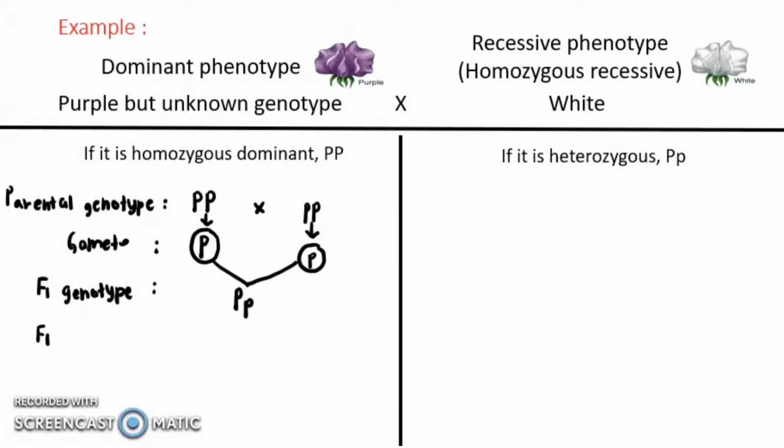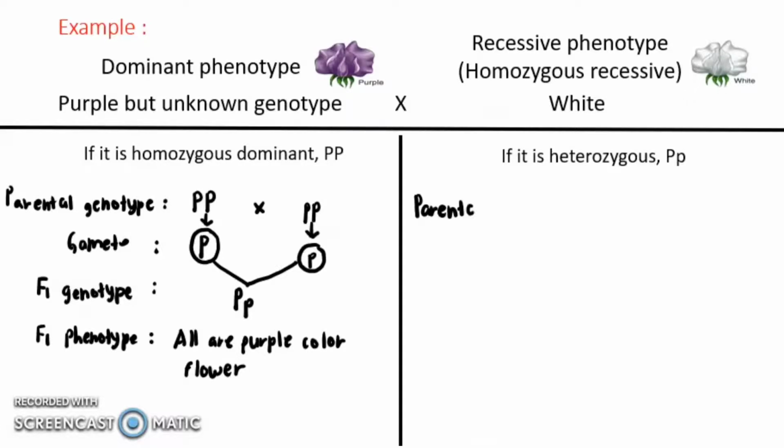So what is the F1 phenotype? Since awak dapat all heterozygous, that means the phenotype of the F1 will be all purple color flower. Okay, so this is for the first prediction if the genotype is homozygous dominant. Okay, so now we compare. If it is heterozygous, or P besar P kecil, so adakah dia akan dapat ratio yang sama? So you have to do the crossing.